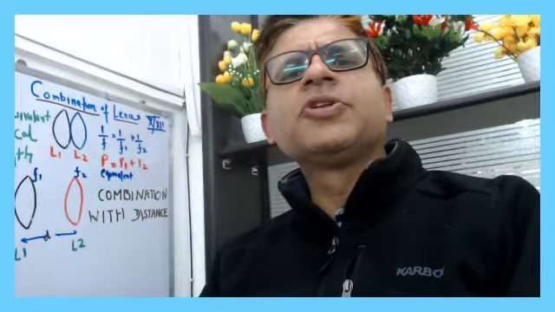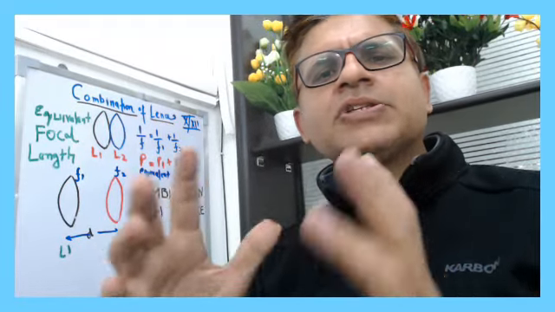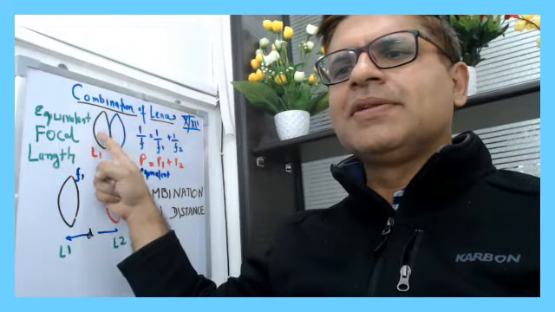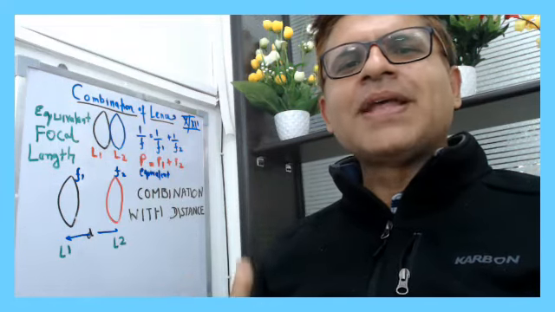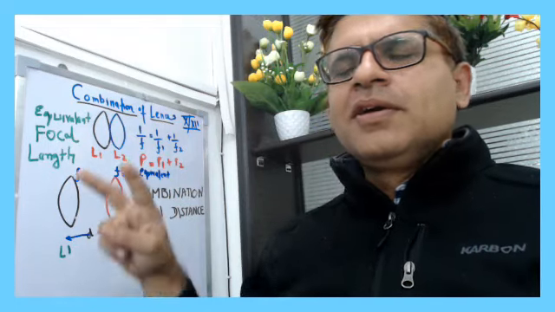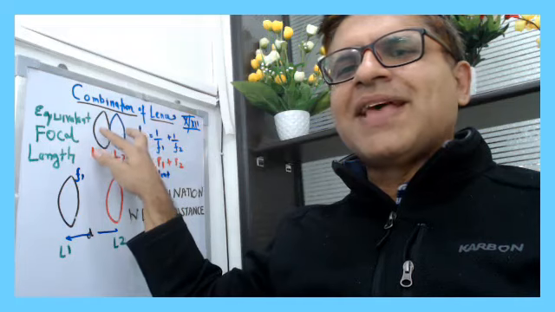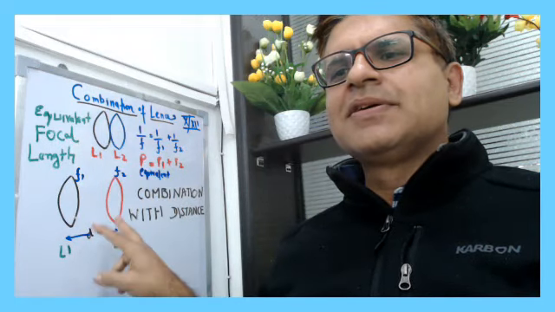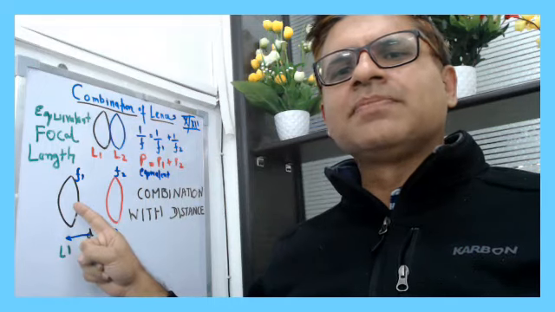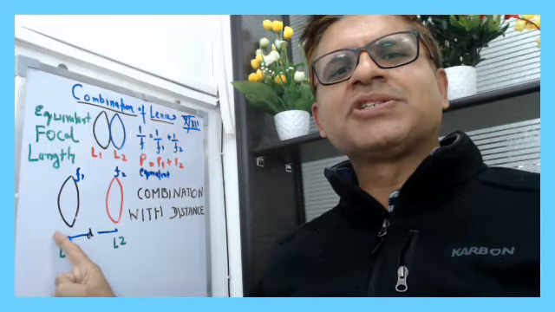All right, so I'll just continue with my discussion on combination of lenses. See, this lens combination is good to know, but actual utilization of this combination is not there. The way you use combination of lenses in reality is this. In all the optical instruments, you will find a two lens system, but they have separation between them.